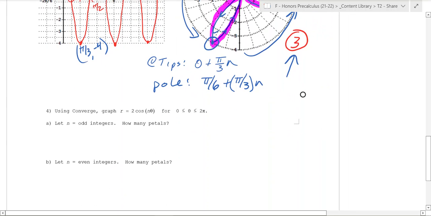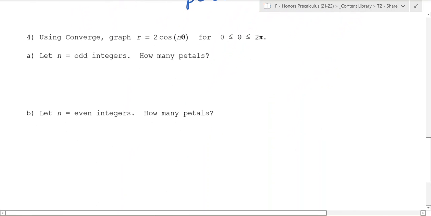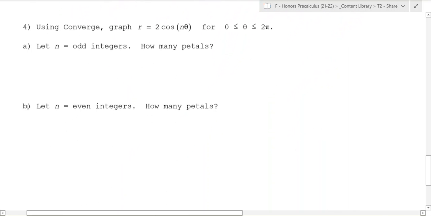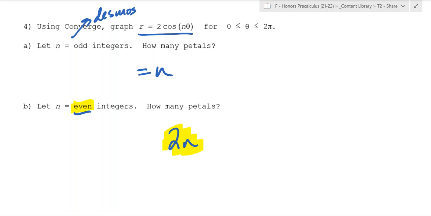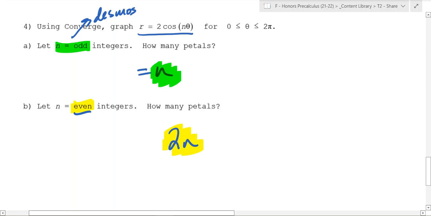So how many petals are there for each of these right here? Using Desmos, you can test this out, and we'll do more of this in class. We can graph this function. Let n be odd integers. How many petals are there? It equals n. That's the number of petals. And let n be an even integer. How many petals are there? 2n. So when n is even, it's 2n, and when n is odd, it's equal to n.